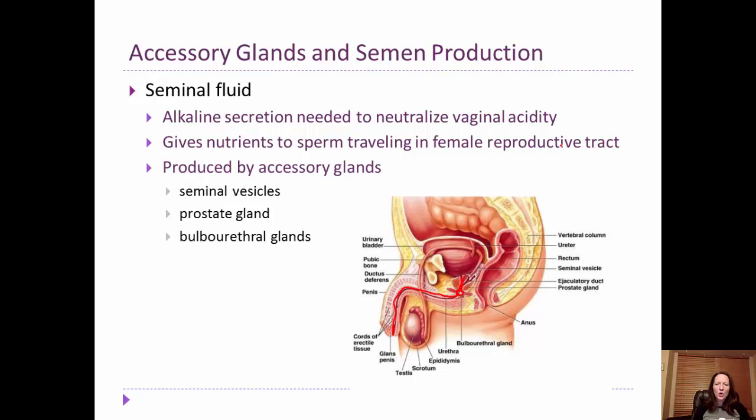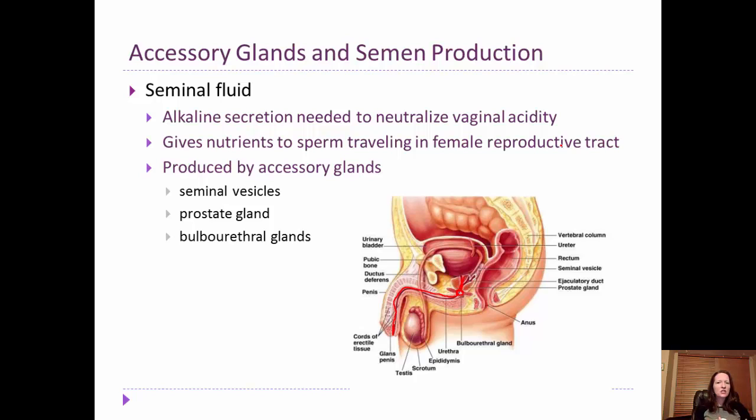That's going to be the longest portion, and it is going to, of course, vary with every man, right? Because penis size varies with every man. And since it goes through the penis, that's why it's going to vary with every single man. So that is going to be the longest part of the urethra there. And that is going to be the pathway.